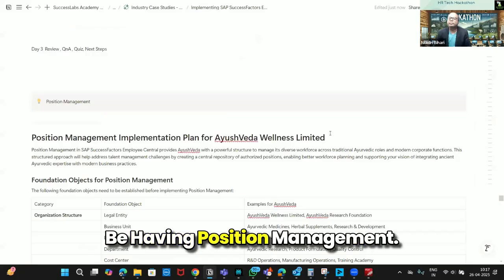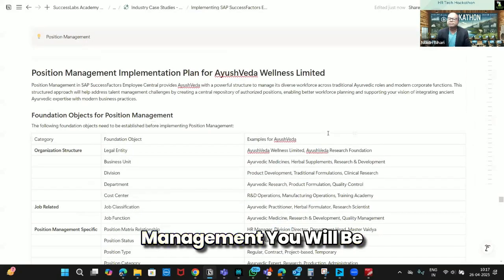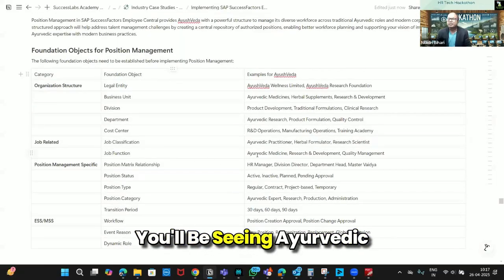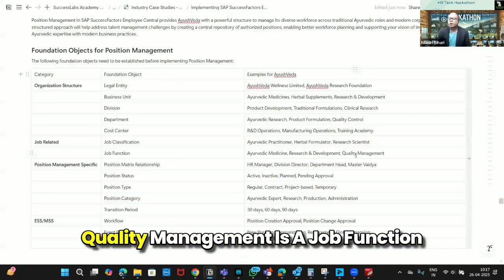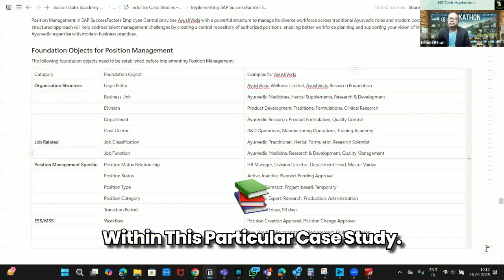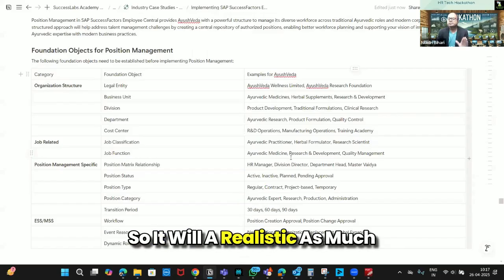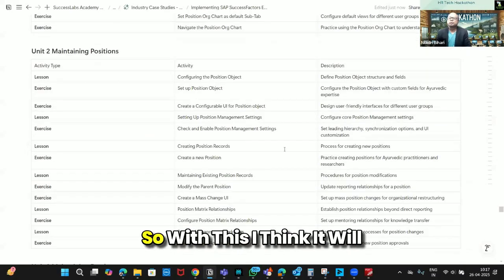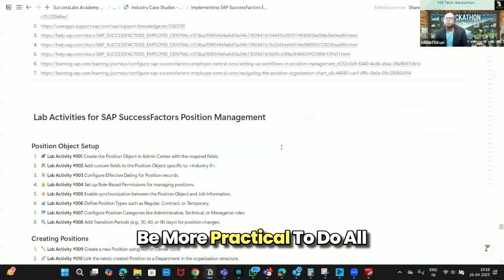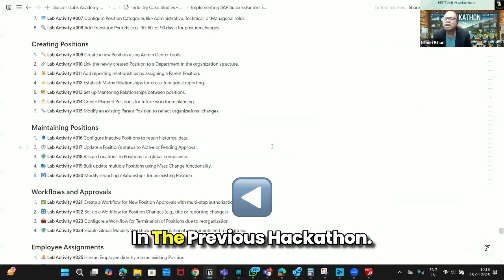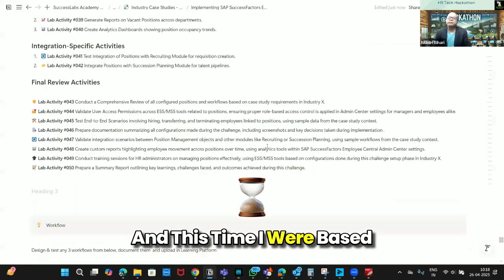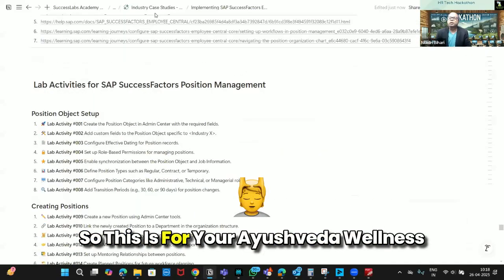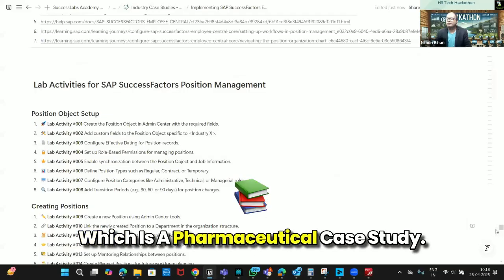Similarly, week 3 will have position management. In a typical position management, you will find things very specific, for example job function. Ayurvedic medicine is a job function, quality management is a job function within this particular case study. So it will be realistic, almost near realistic. With this, I think it will be more practical to do all these activities, which was missing in the previous hackathon. This time, based on the feedback and other things, I have introduced it. So this is your Ayurveda Wellness, which is a pharmaceutical case study.